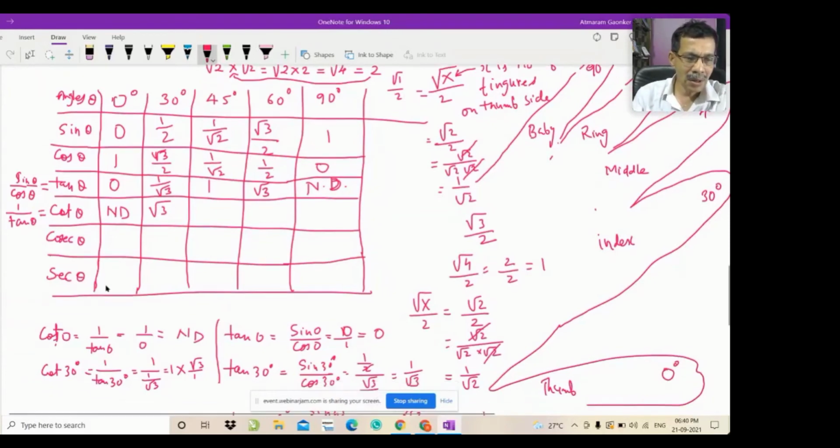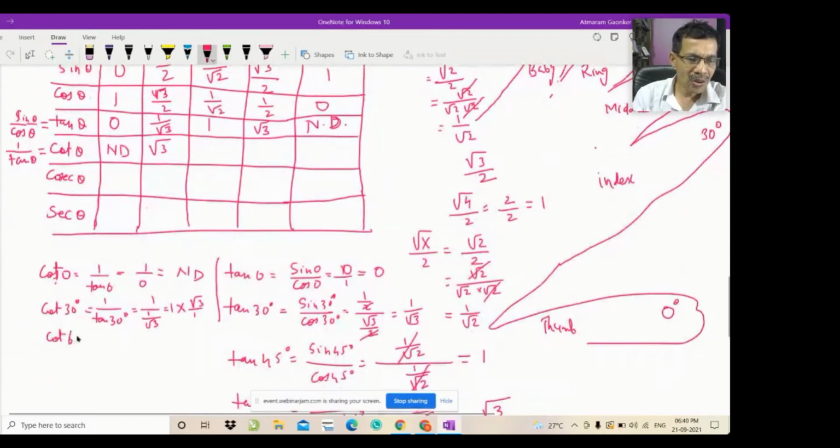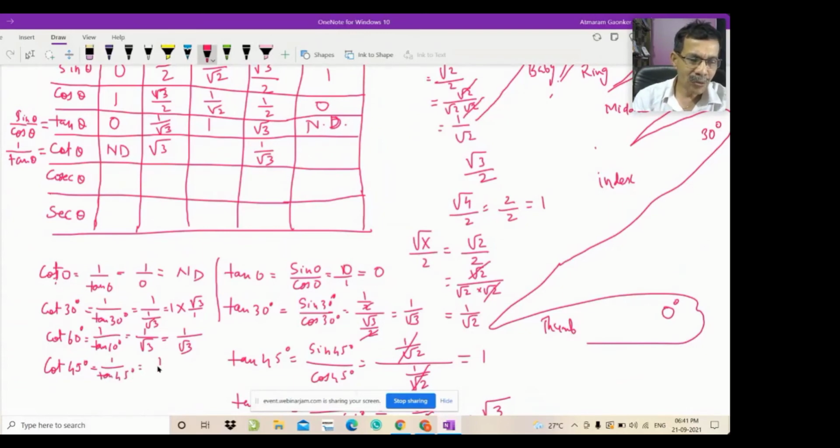And similarly, cot of 60 degrees is equal to 1 upon tan of 60 degrees. Tan of 60 degrees is root 3, so this is equal to 1 upon root 3. So I will write 1 upon root 3 here. And cot of 45 degrees is equal to 1 upon tan of 45 degrees, and tan of 45 degrees is 1. So 1 upon 1 is 1. So this one is also 1.